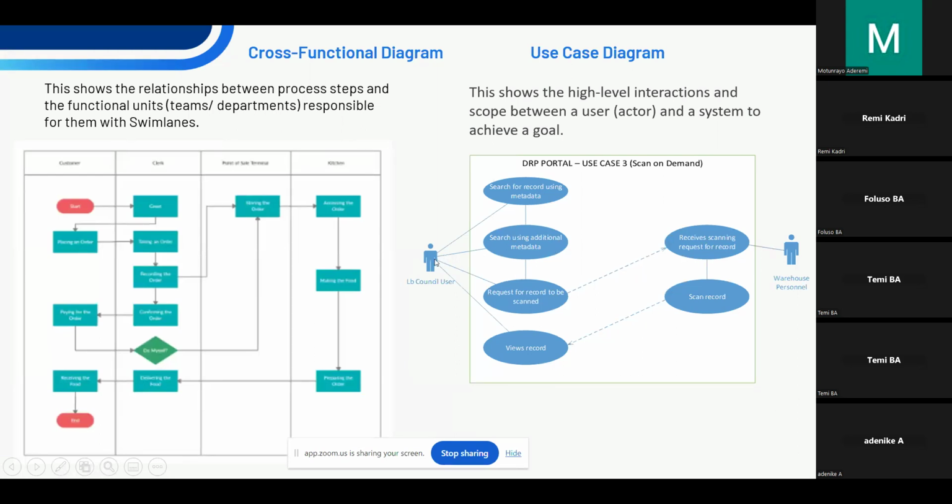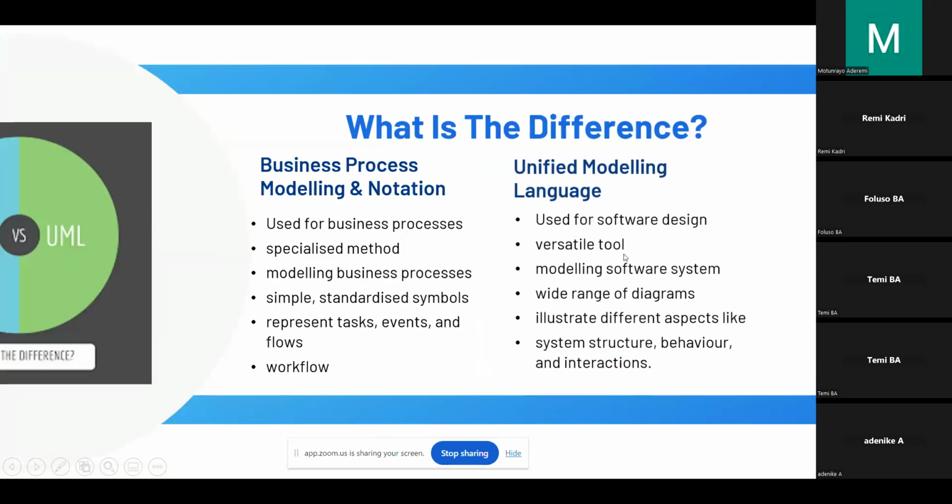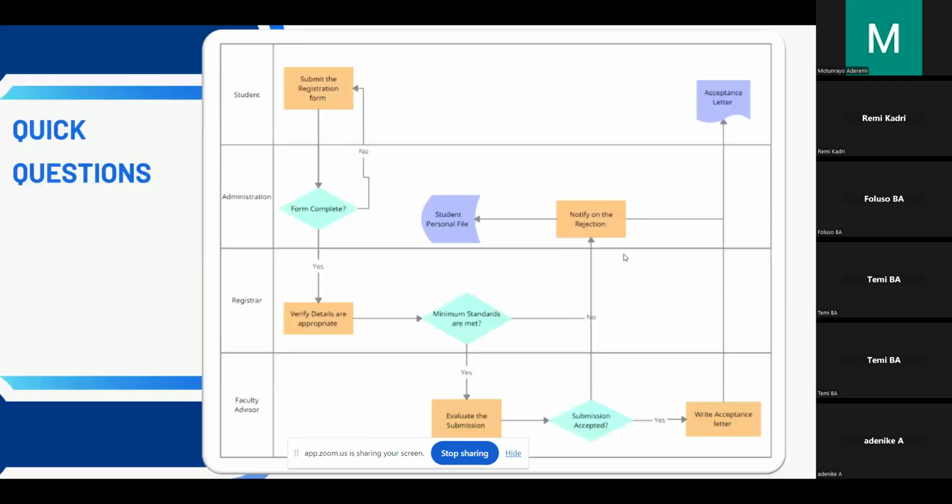So the user, in order to interact with the warehouse personnel, uses the system, and vice versa. So that's how they work. So basically, that's a very quick whistle-stop tour of the differences between BPMN and the Unified Modeling Language. All right. Now for a very quick quiz.